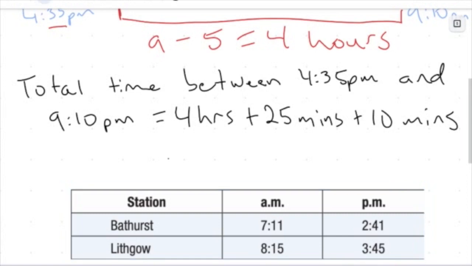And I'm left with 4 hours plus 25 minutes plus 10 minutes, and that's going to simplify to 4 hours, and we have 25 minutes plus 10 minutes. That gives me 35 minutes. So I can say I have 4 hours and 35 minutes in between 4:35 and 9:10.